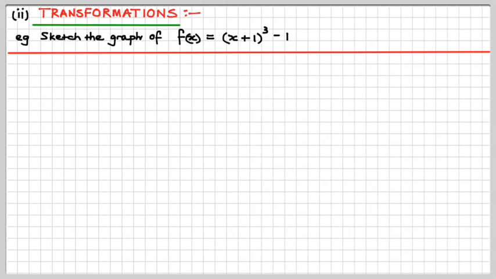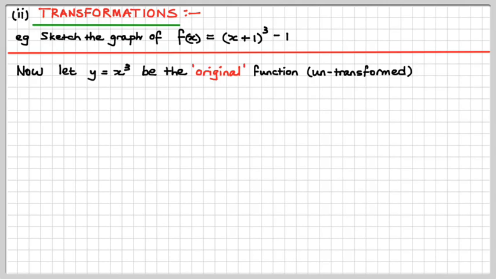Let's do a cubic one. This is a cubic: (x + 1) all cubed minus 1. So we have to sketch the graph of it. Let's work out the transformations first, and then we can apply those transformations to the perfect cube of y = x cubed as the base model function. Okay with you?